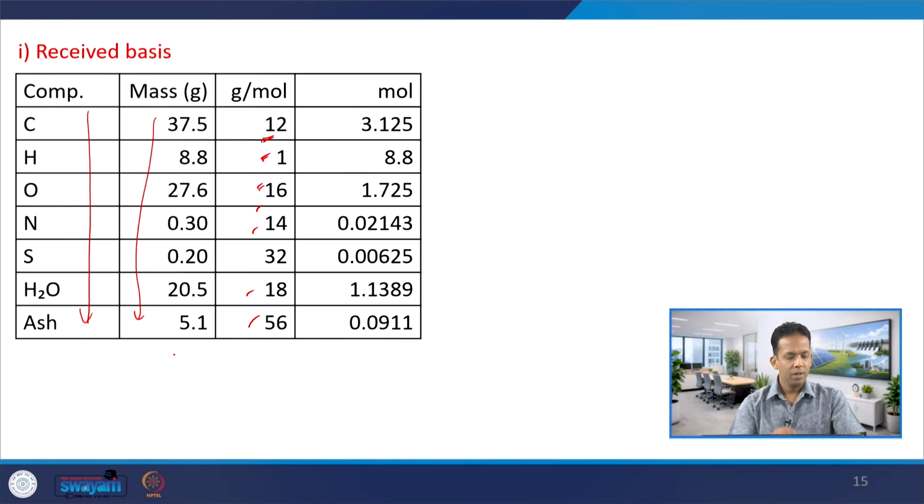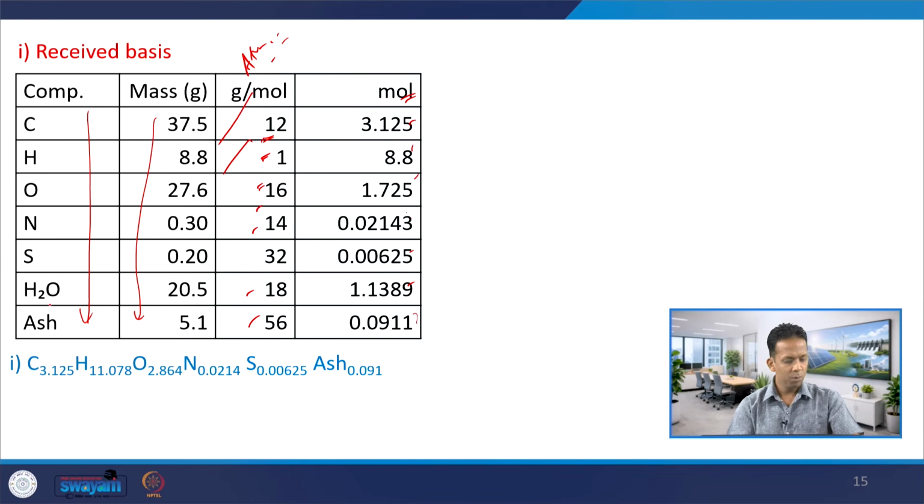Okay, sorry, these are the atomic weights or the mass, and the number of moles would be just 37 divided by 12, that is 3.1, and 8.8. So we just divide by atomic weights, and this molar coefficient of each component gives us the molecular formula in this form.